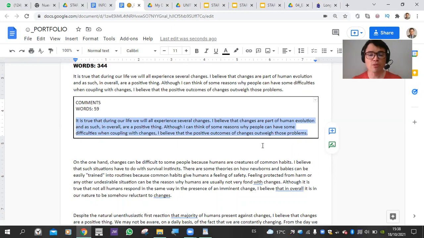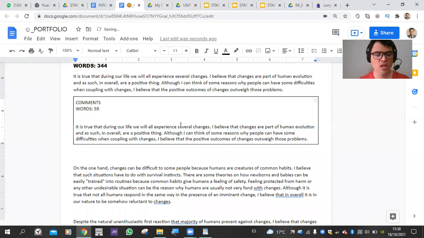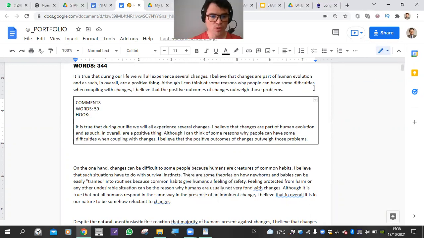All right, so first of all, we have to ask ourselves if we see a hook. Okay, is there a hook? What is the objective of having a hook? When we have a hook, we are getting the reader's attention. Okay, so that is the objective of having a hook, getting the reader's attention. Do we have that? It is true that during our life, we will all experience several changes. Yes, this seems to be the hook.